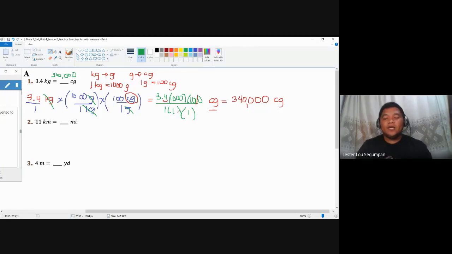centigrams. You might want to check this out by placing this in your Google and asking for the equivalence. But this is the process using dimensional analysis for item number 1.